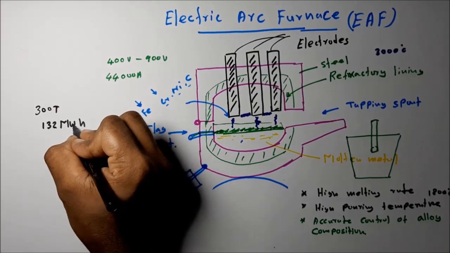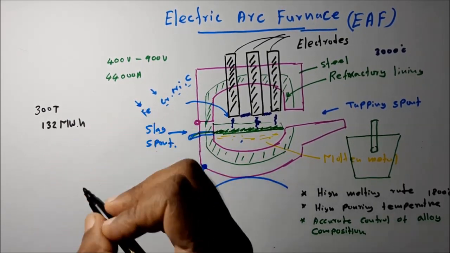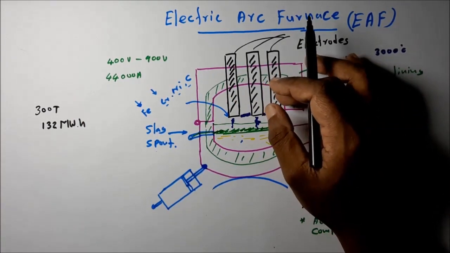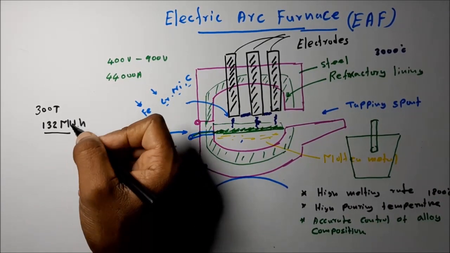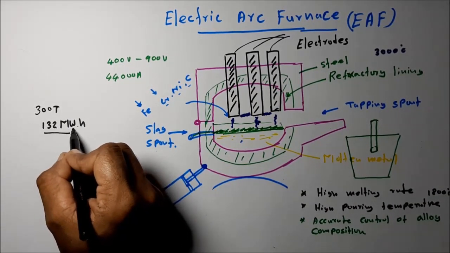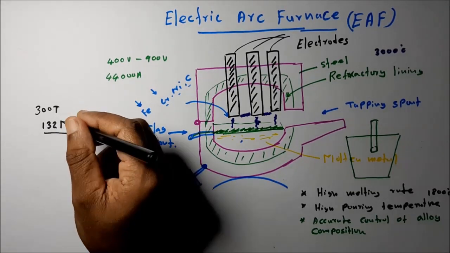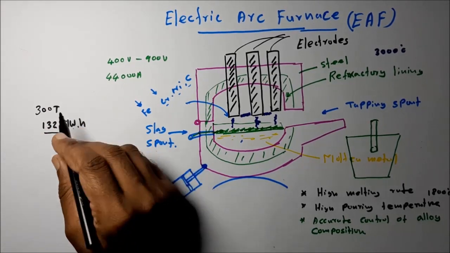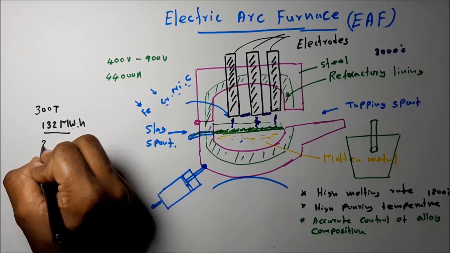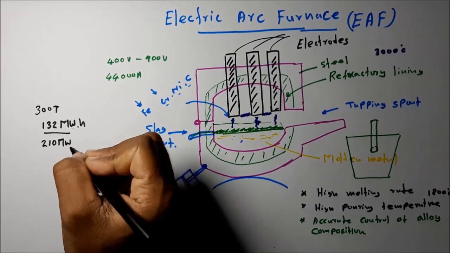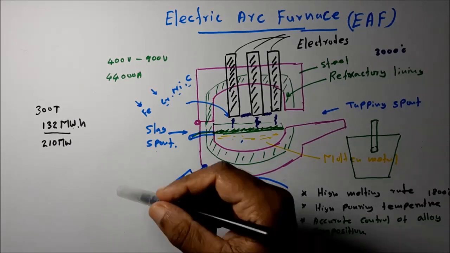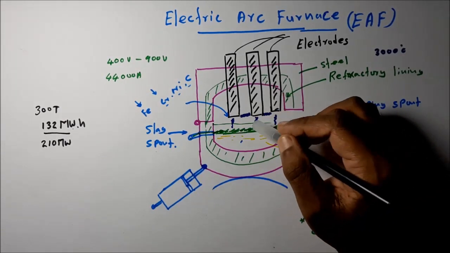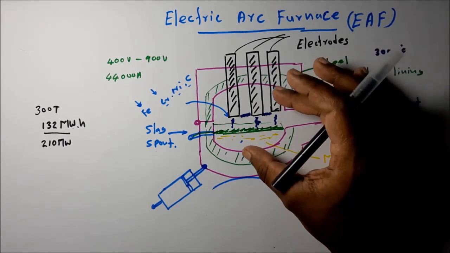132 megawatt hour energy is needed to melt the charge material for the 300 ton electric arc furnace. Think how much energy this is. The 132 megawatt hour. What is our Victoria electricity power plant producing? How much energy? It produces around 210 megawatt. Now think how much energy is needed for this operation to make this kind of tonnage of molten metal.